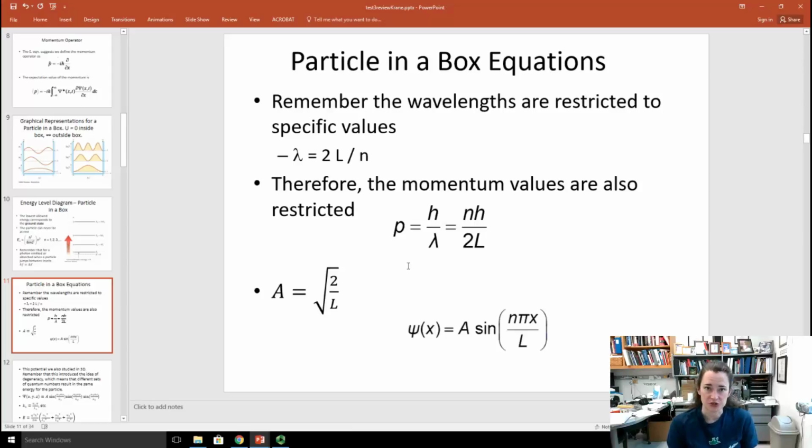The wave functions which describe the particle in the infinite square well are the square root of 2 over L times the sine of n pi x over L. Remember that sometimes we talk about the wave number k, and we would say the sine of kx, but the wave number in this case would just be n pi over L.